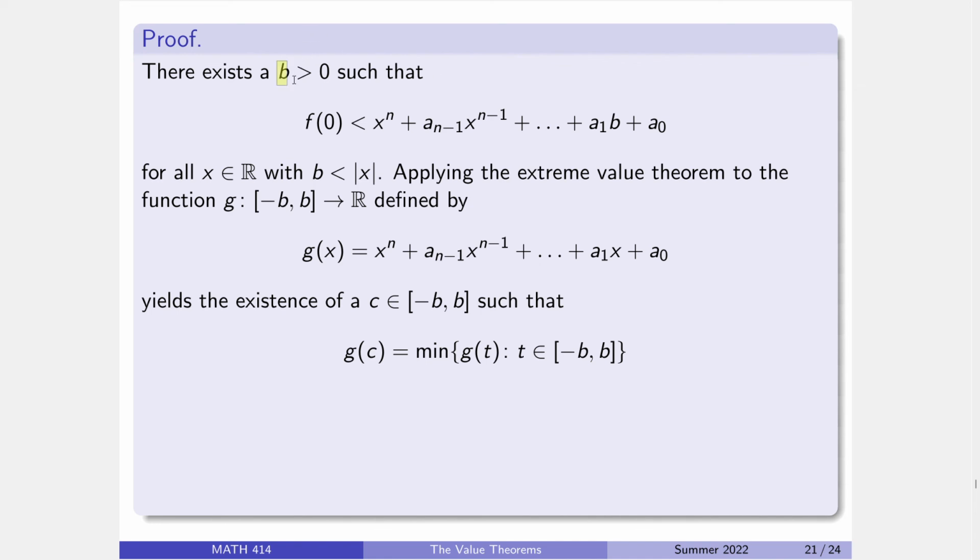Well, now I have a b. I can make my closed interval negative b to b. Now note, this is closed and bounded, so the extreme value theorem applies. So the function g, which is just the function f, but restricted to this must have a minimum by the extreme value theorem. Note that 0 lives in that set, so g of c is less than or equal to g of 0.